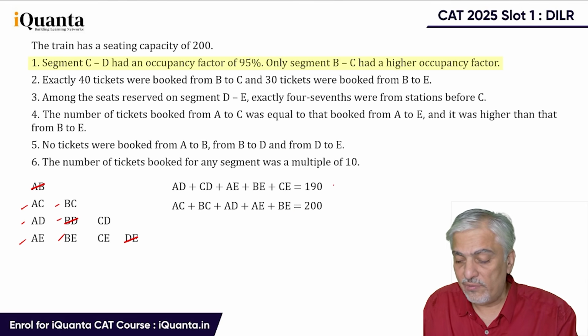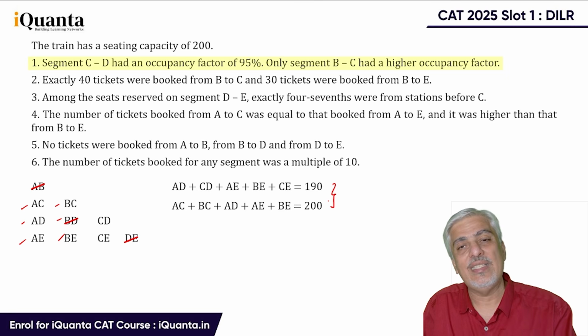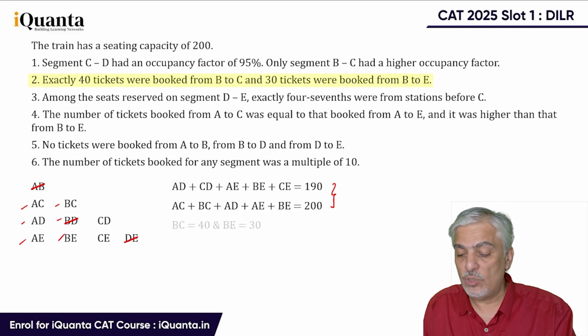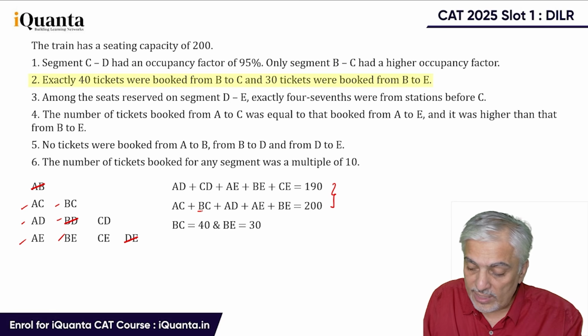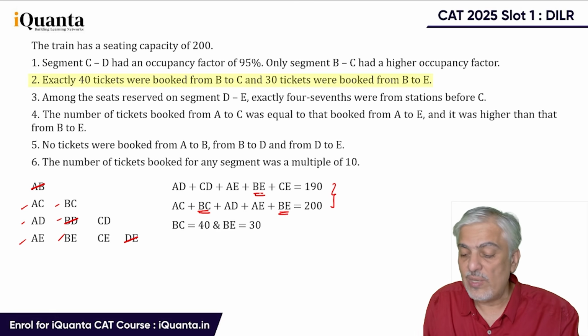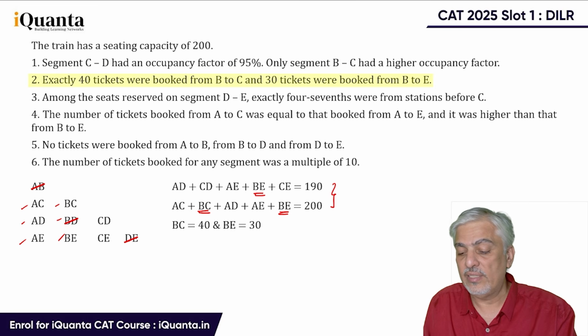Obviously, a lot can come from these two. If I subtract these two, add these two, we'll see what we can do. A lot can come from there. We'll come to that later. Let's go to the next part. Exactly 40 tickets are booked from B to C. So I already know B to C. So here I know B to C and I know BE, and here also I know BE. So these values I already know, these are direct values. Okay, what else do I know?